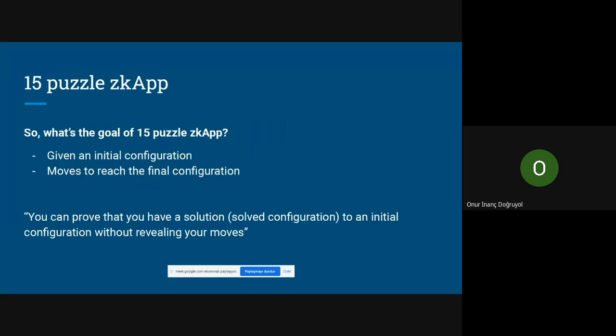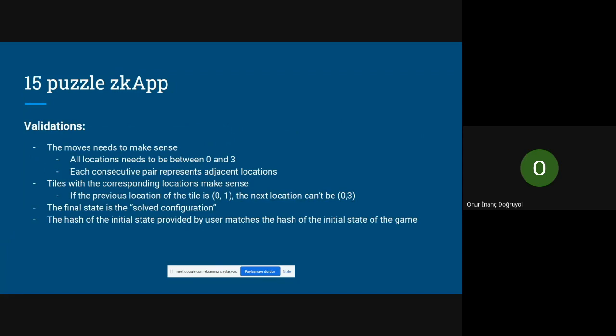So what is the 15 puzzle zkApp, and what is its relation with zero knowledge? The goal of the 15 puzzle game, as I mentioned, is given an initial configuration, to make some moves to reach the final configuration. With this information, you can prove that you have a solution, which is the solved configuration, to an initial configuration without revealing your moves to another party.